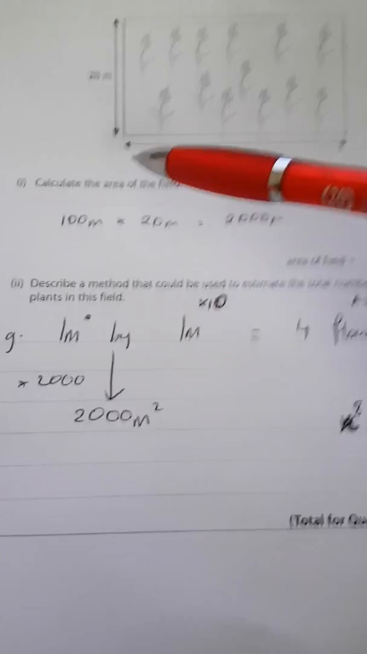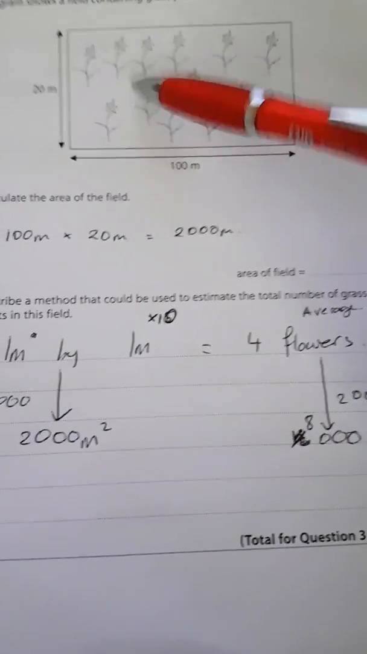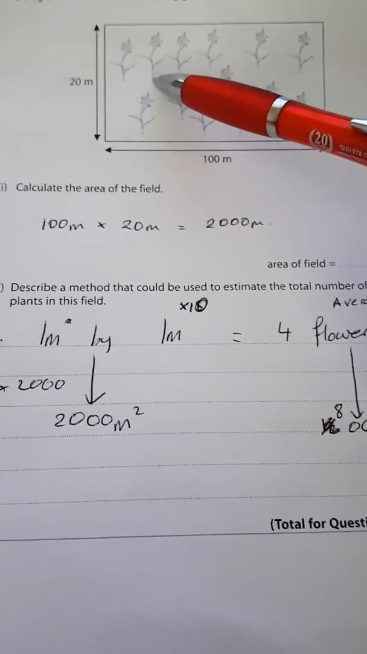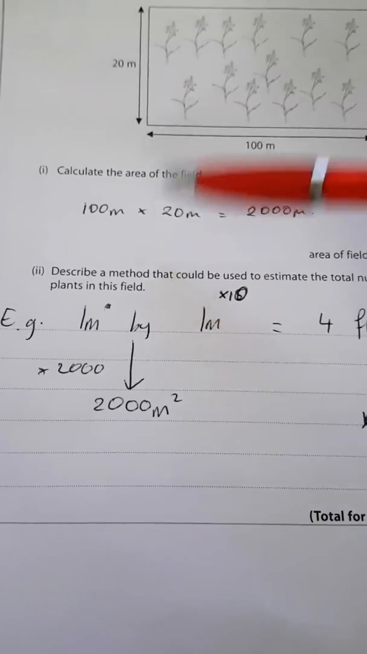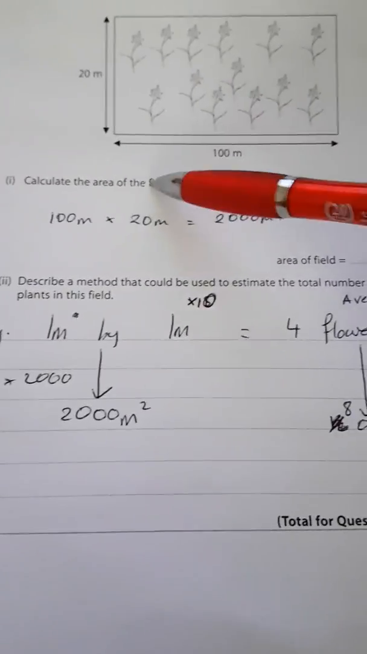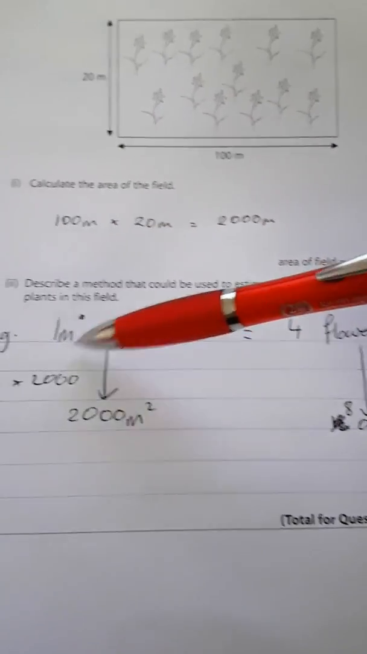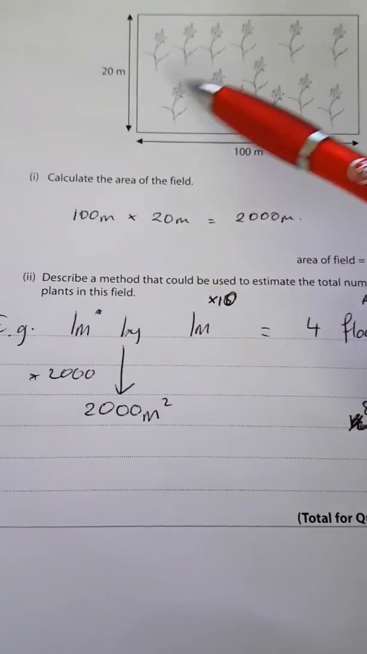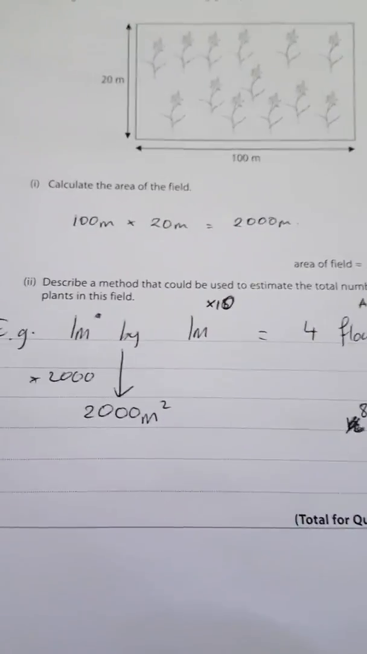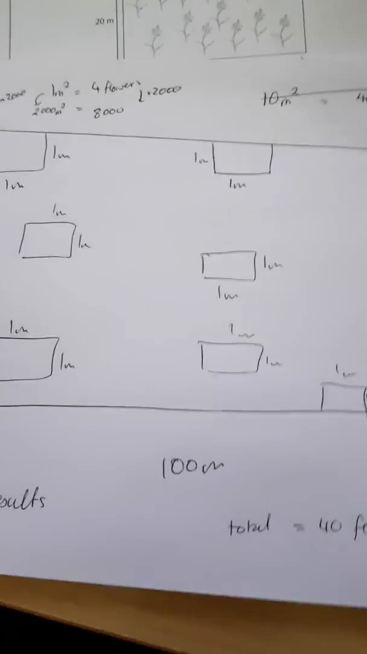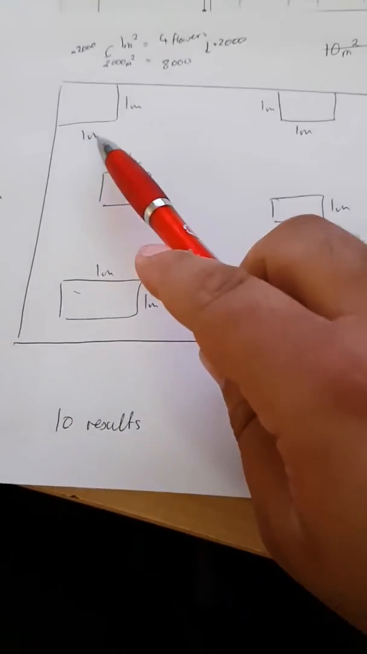Okay, now this is simply a matter of ratios. So what you're going to do, the first mark would be to say that you're going to use quadrats. You take a 1 by 1 meter area. I've drawn one here just to explain this. So you've got your 100 meter length by your 20 meter height, and you're going to take a 1 by 1 meter quadrat.